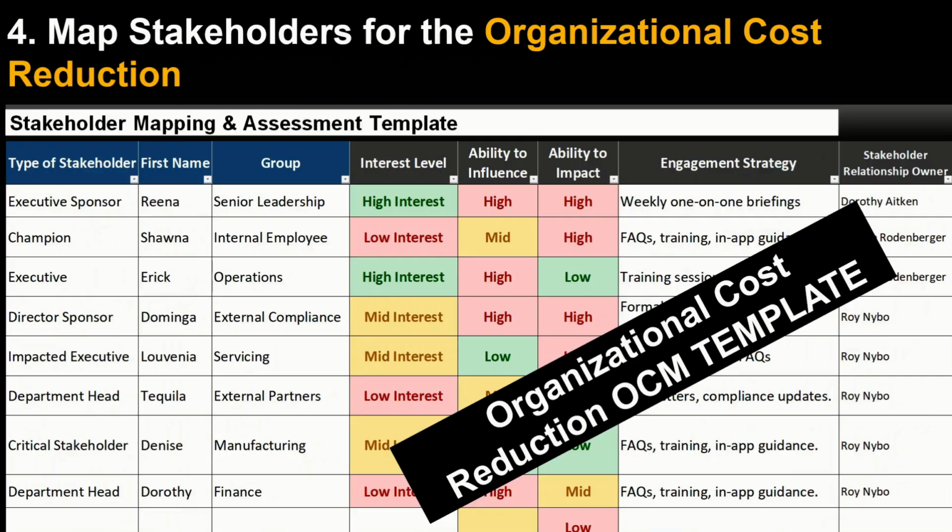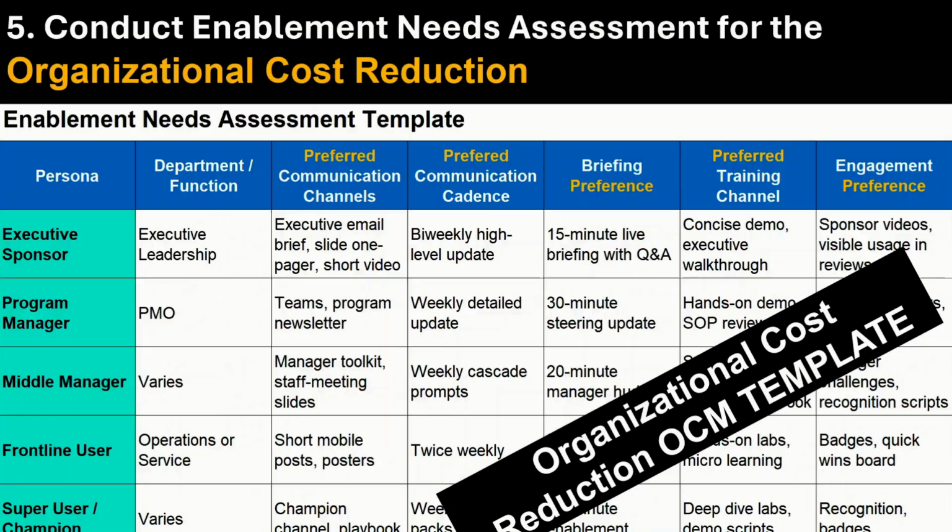You also need to map your stakeholders as well as your champions. This is very important for organizational cost reduction initiatives because stakeholder mapping ensures that everyone that will be impacted by the business optimization or the cost reduction program is identified and engaged appropriately.